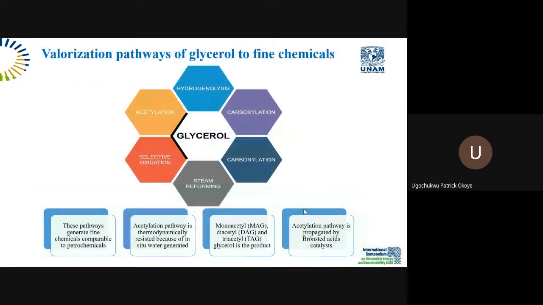Various techniques have been assessed in the past, including acetylation reaction and carboxylation reaction. These techniques produce one form of chemical or the other. Today, we will base our talk on acetylation reaction. This pathway generates monoacetylglycerol, diacetylglycerol, and triacetylglycerol. The diacetyl and triacetylglycerol are oxygenated compounds. These oxygenated compounds can be used as a cetane booster in our fuel directly.